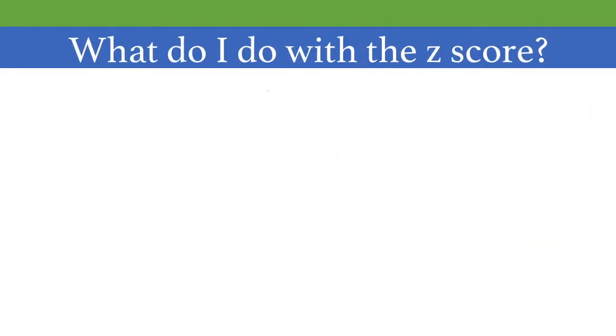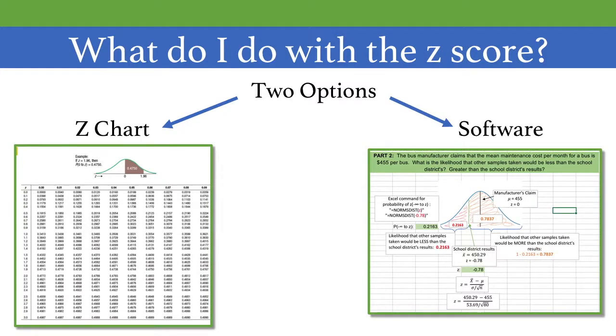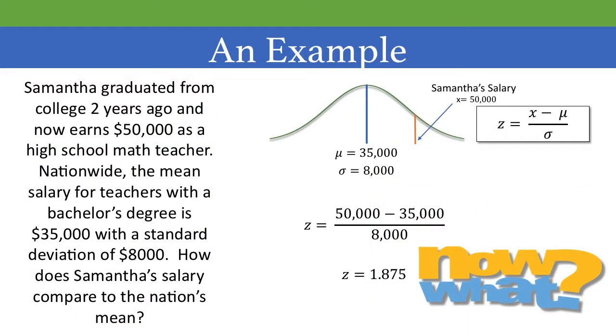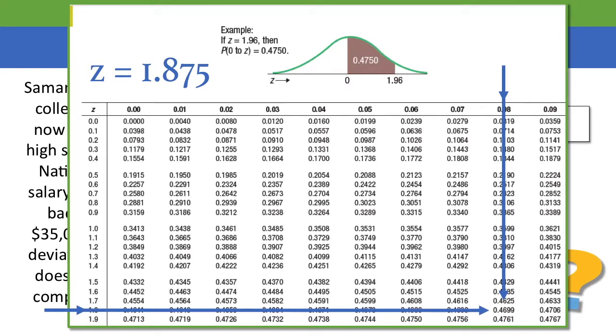I'm going to show you two ways to approach this. The first way is with an old-fashioned z-chart or z-table. The second way is with software. We'll start with the z-table. So here's our problem again with Samantha, and let's zoom into the z-table. Our z-score is 1.875, and just looking at the first two digits, we see 1.8. So we need to find that on this column here. Then we find the last part of the number, 7.5, up on this row. We'll have to round it to 0.08. Then we see where these two intersect, and here we are.